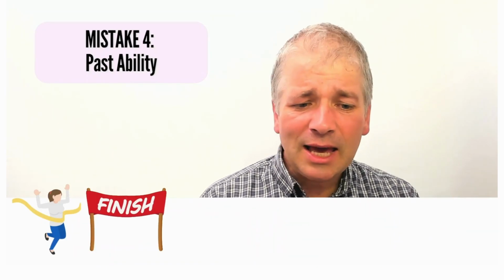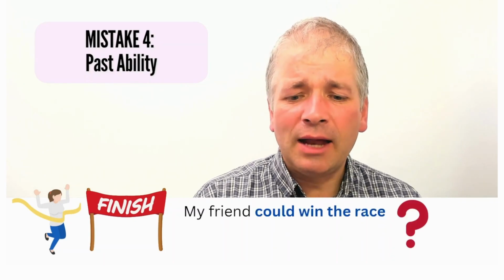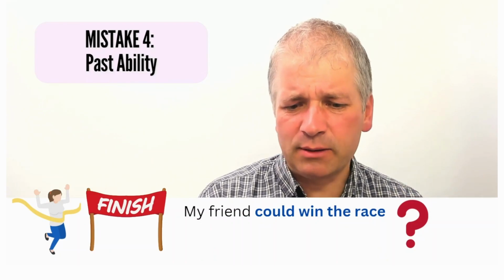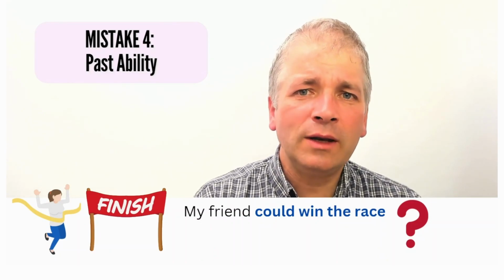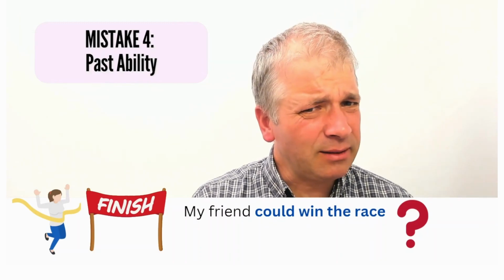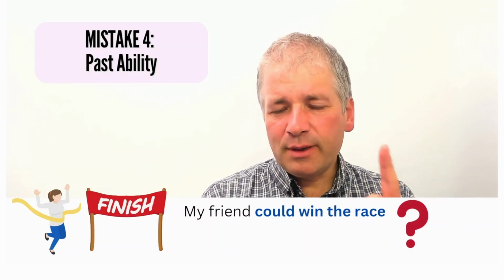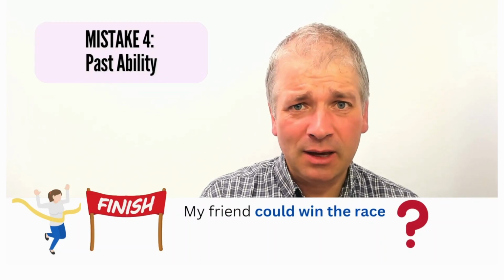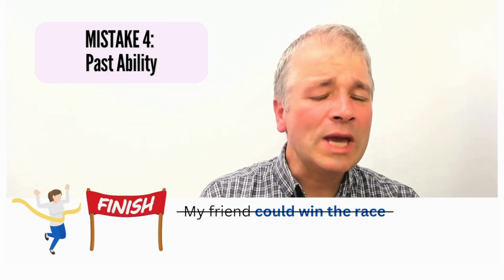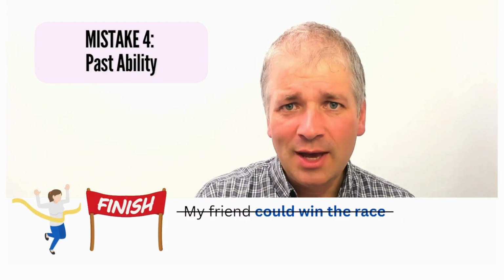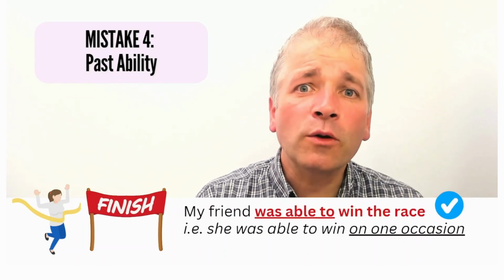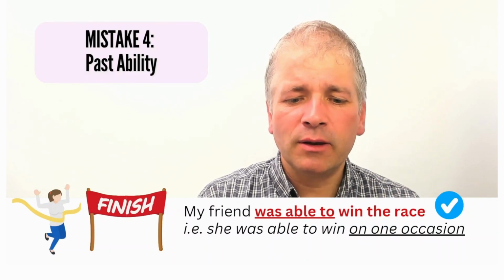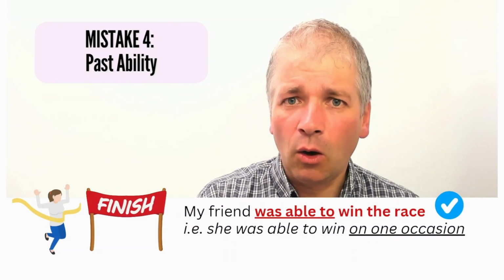So this lady here is finishing a race and it looks like she won the race. But can I say this? My friend could win the race. It's ability, isn't it? But the difference here is it happened only once. And if we're talking about ability that happened once, we cannot use could. Instead, we have to use was able to. My friend was able to win the race. In other words, she was able to win on one occasion.